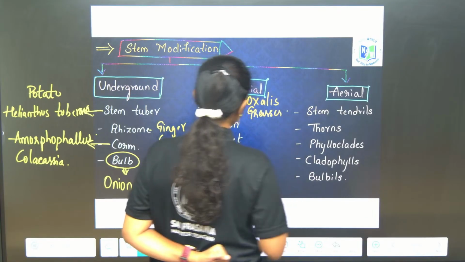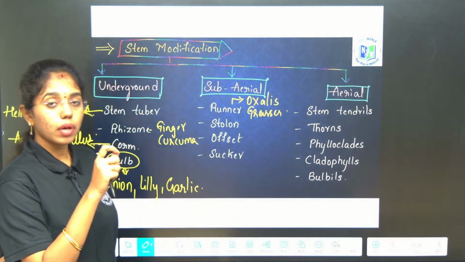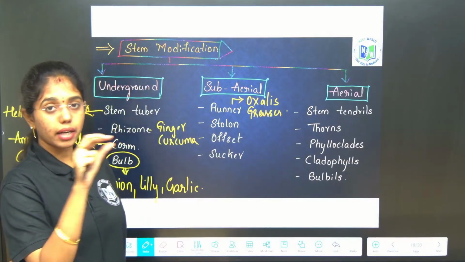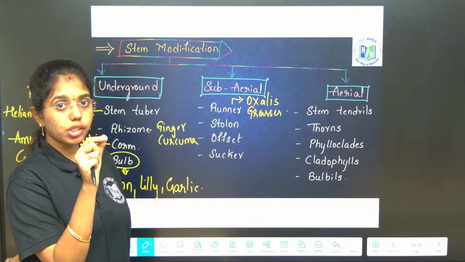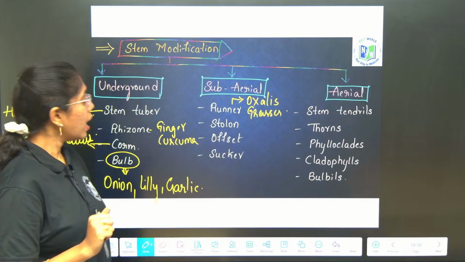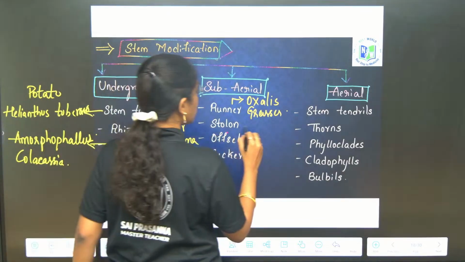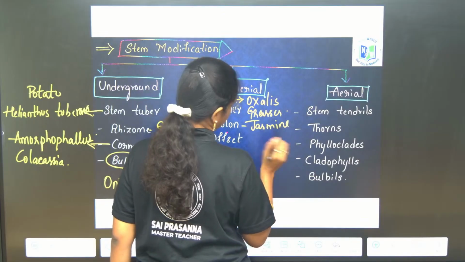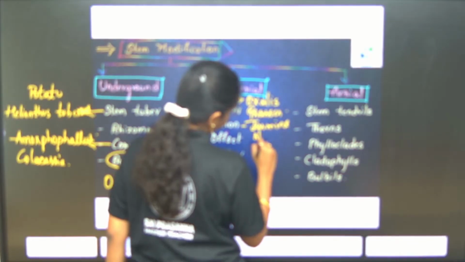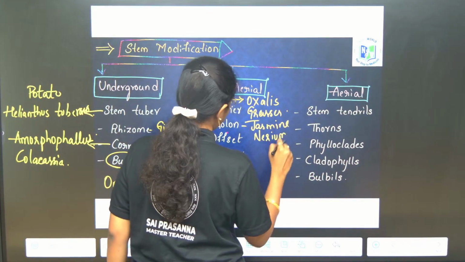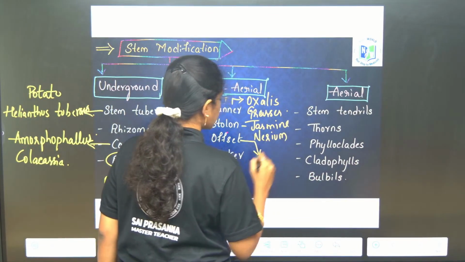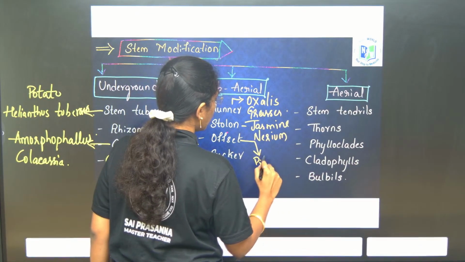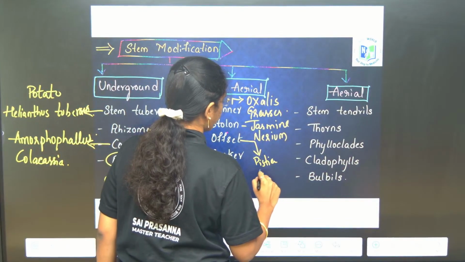Fine. Stolon, where the stem grows under the ground, just touches the ground and arches upwards, right. Examples for stolon include jasmine and nerium. Fine. For offset, examples include pistia and eichhornia.